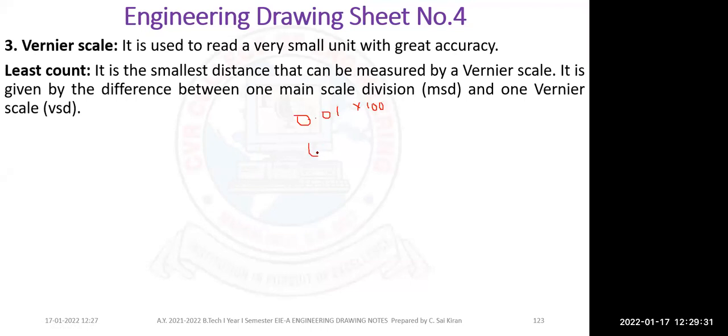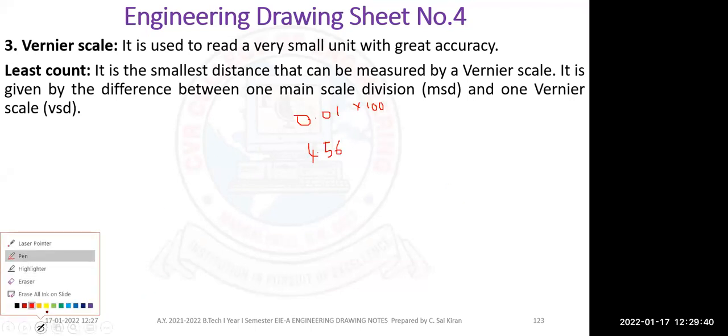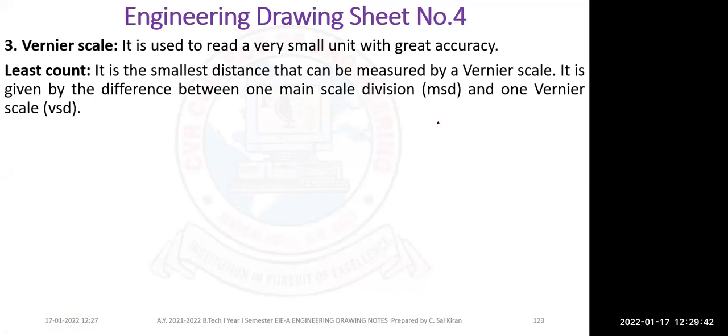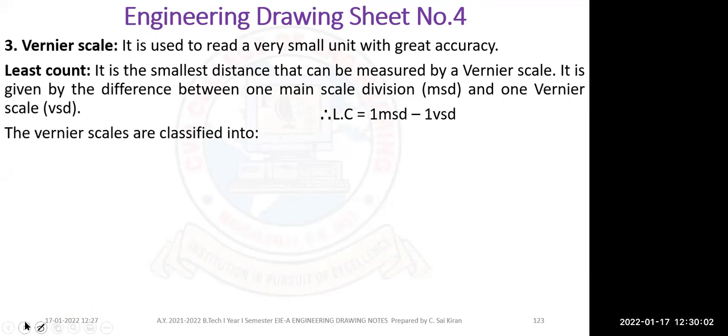Suppose there is a value of 4.56 meters. So at least you can measure up to 0.01 meters. So it is the least count, and you can measure up to 3 units in the Vernier scale. The smallest distance can also be measured by the Vernier scale. To calculate the least count, main scale division minus Vernier scale division gives you the least count of the Vernier scale. So one least count equals one main scale division minus one Vernier scale division.